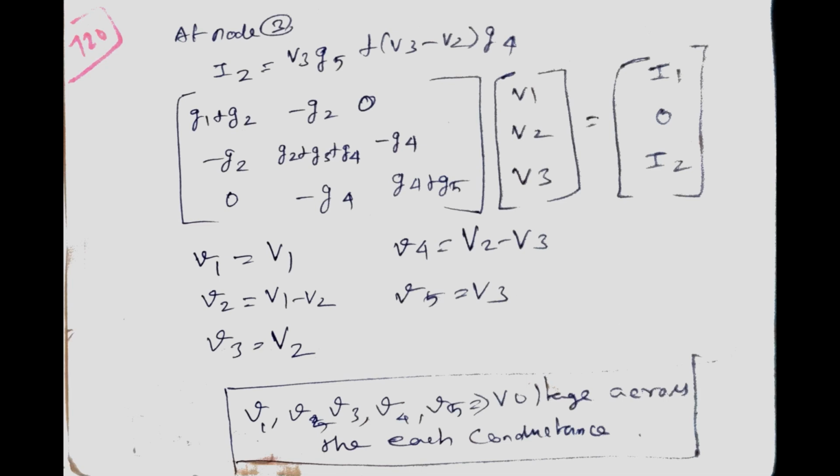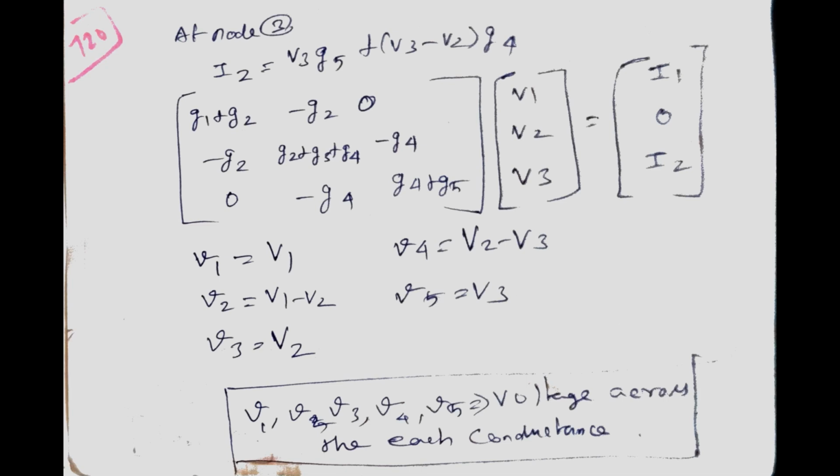At node 3 the meeting elements are G4, G5 and I2. So I2 value is Vg. I2 is V3 G5 plus (V3 minus V2) G4. G4 across the voltage is V3 minus V2. V3 and V2 are in opposite direction, so put minus V2. G5 across the voltage is V3. That is all capital V3. These are the three equations.